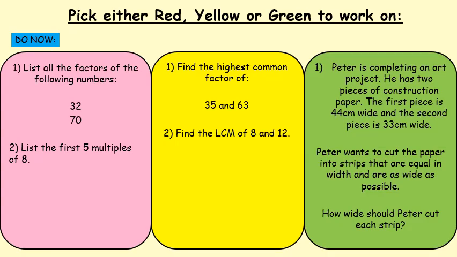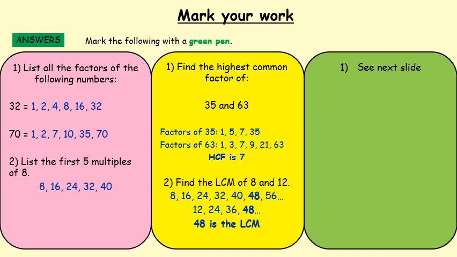Okay, so I need you to pick red, yellow or green to work on. This is a bit of a warm up. See what you can remember about finding highest common factor, lowest common multiple. Pause the video now if you're working from this video. Okay, mark your answers. The answer to green is on the next slide. Just pause the video if you're marking red or yellow.